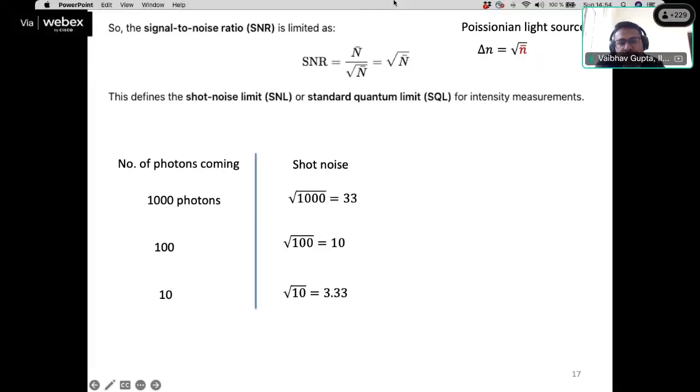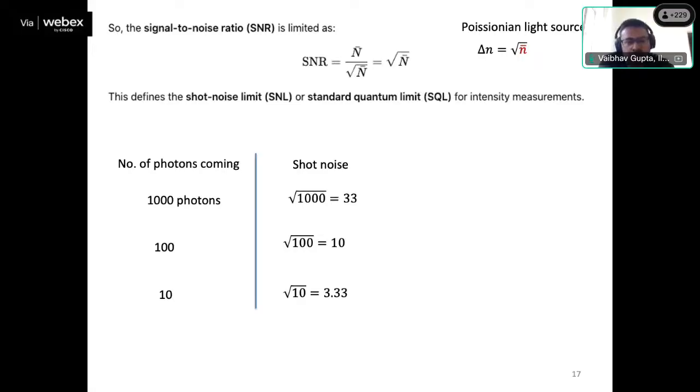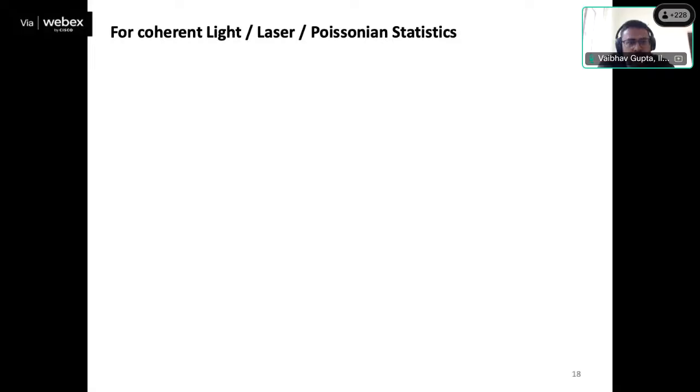So the first lecture is dedicated towards this shot noise, which I hope you have understood a bit, that the shot noise is very significant when we go into quantum systems or low intensity systems or systems with fewer photons.